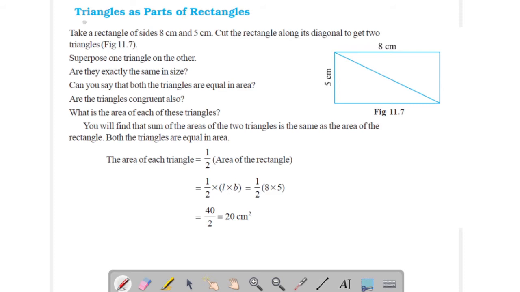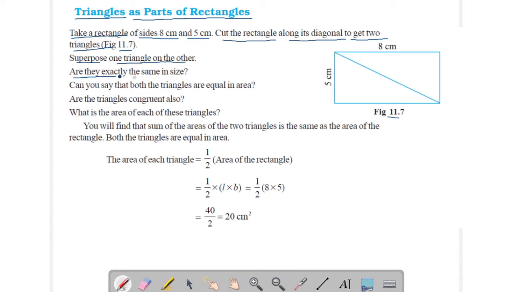Good morning, students. Today we will do triangles as part of rectangles. Take a rectangle of sides 8 centimeters and 5 centimeters. Cut the rectangle along its diagonal to get two triangles. See figure 11.7. That is this figure. Now superpose one triangle on the other.